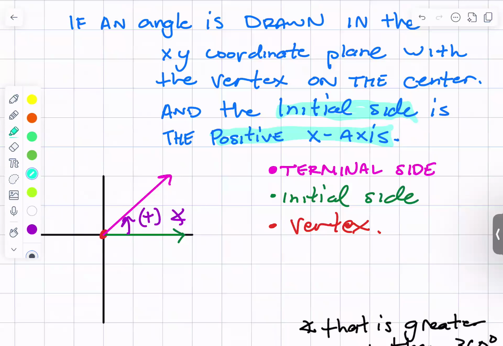It's a positive angle because we're moving it counterclockwise.